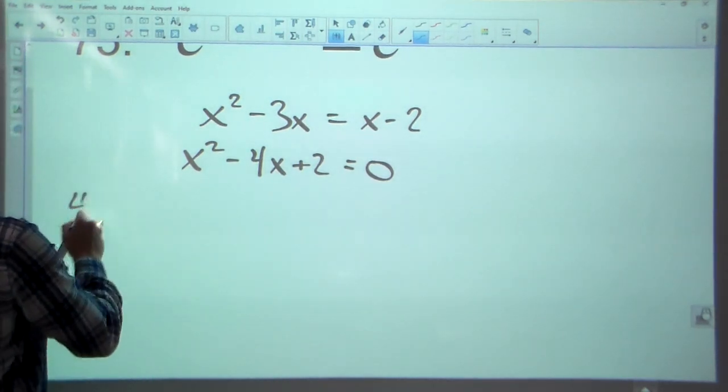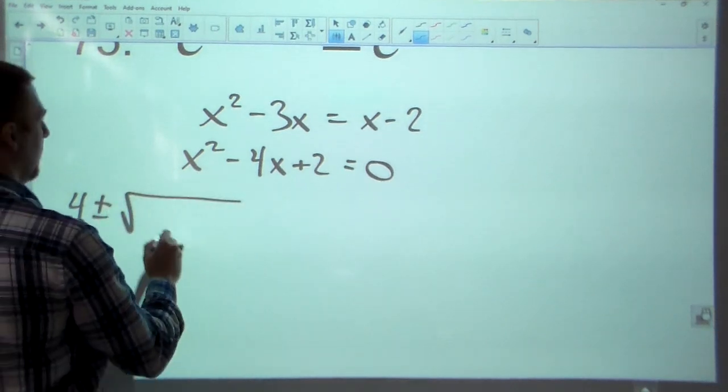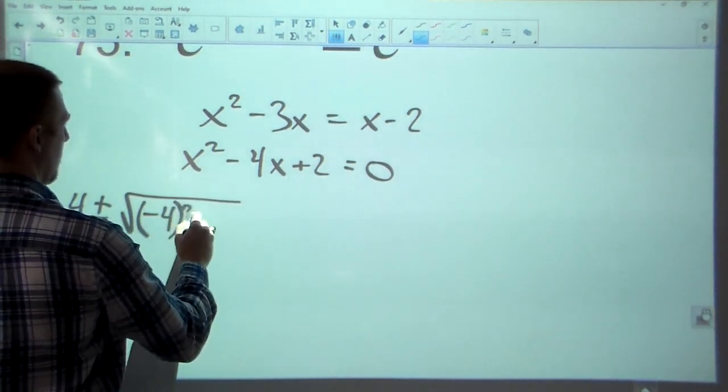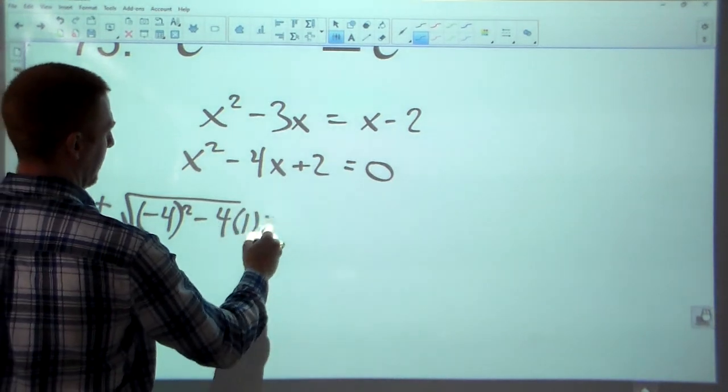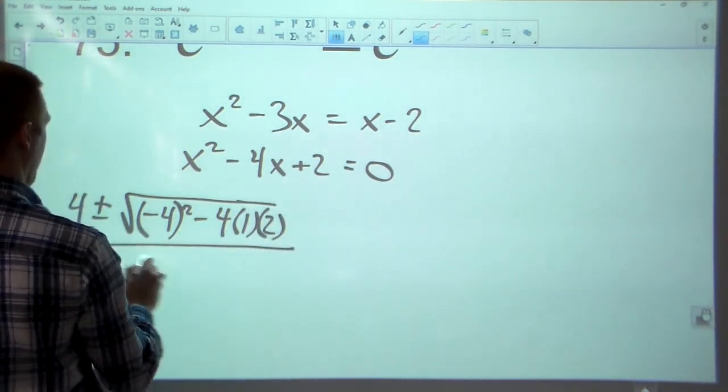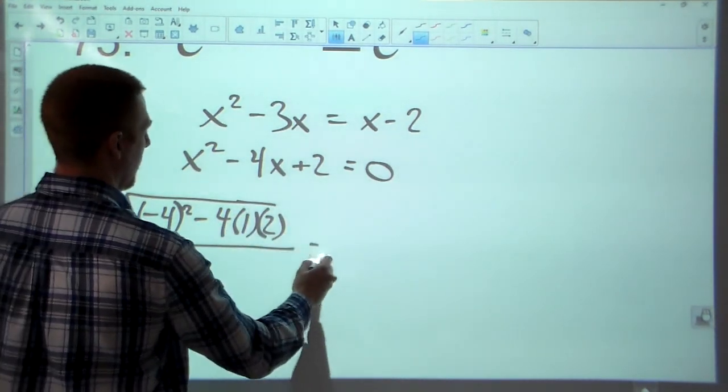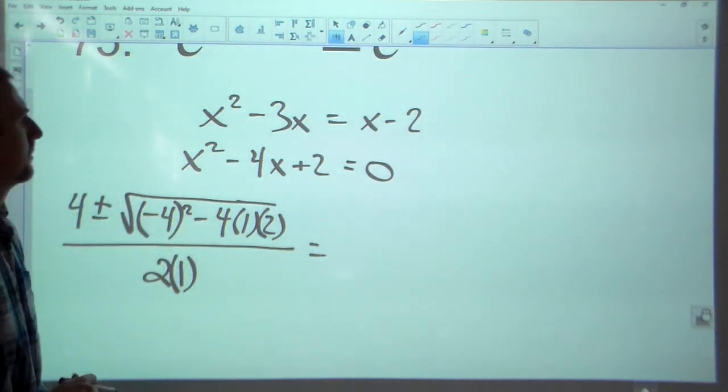So negative b plus or minus the square root b squared minus 4ac all over 2a. And then solve that down, and that'll give you your answers.